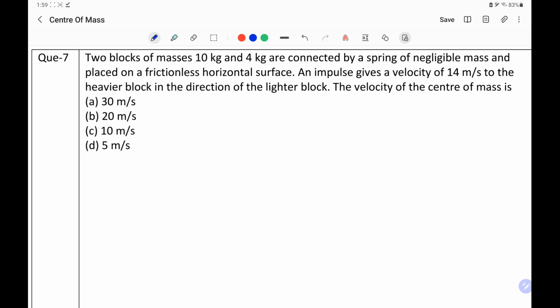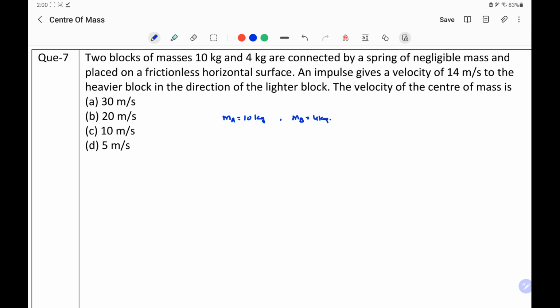Seventh question is, two blocks of masses 10 kg and 4 kg are connected by a spring of negligible mass and placed on a frictionless horizontal surface. An impulse gives the velocity of 14 meter per second to the heavier block in the direction of the lighter block. The speed of the center of mass is. So in the question, say heavier block is A, so mass of the block A is 10 kg and lighter block has the mass 4 kg.